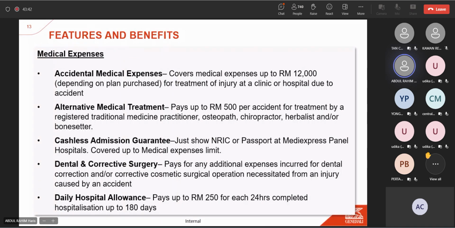Yes, there is a limit for the alternative medical limit. If I can check the limits. It's 50 ringgit per day for the alternative medical treatment. Yes, 50 ringgit, correct.